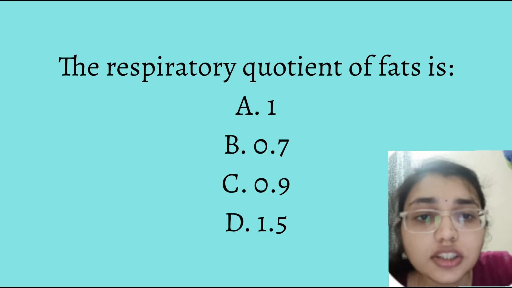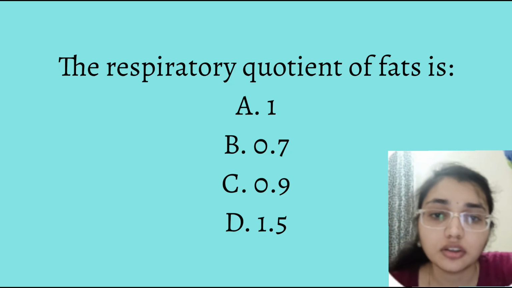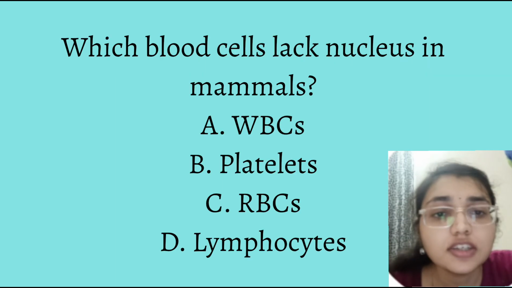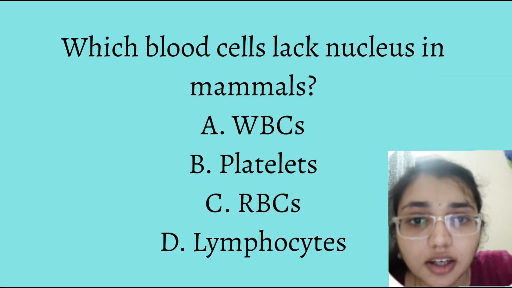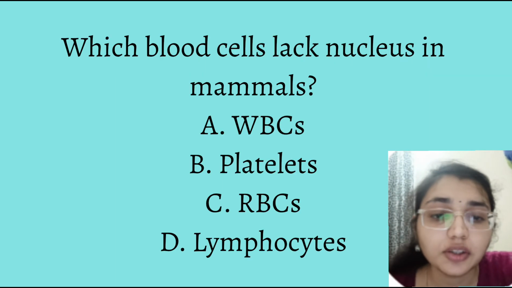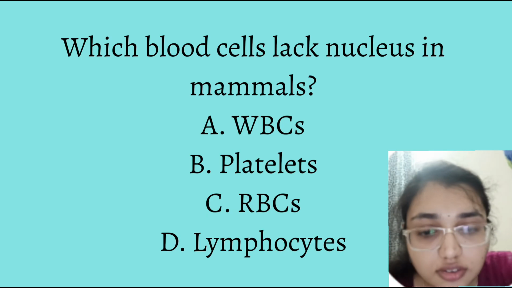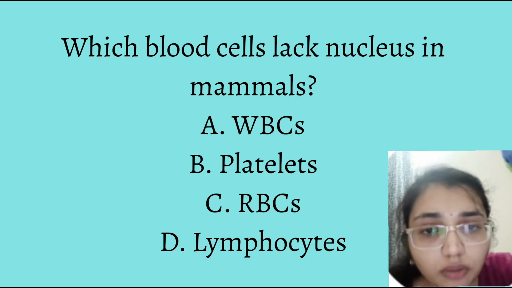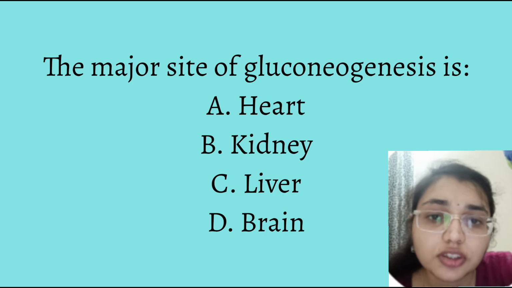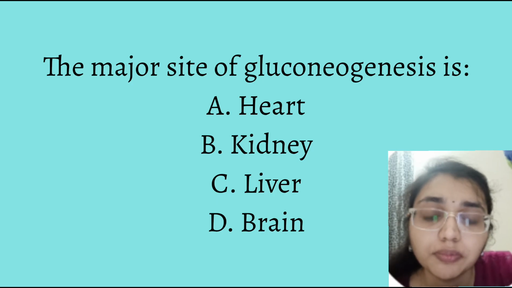The respiratory quotient of fat is 0.7, that is answer B. Which blood cell lacks nucleus in the mammal, that is RBC. The major site of gluconeogenesis is liver. Option A is heart, option B is kidney, option C is liver, and option D is brain. So here the liver is the answer.